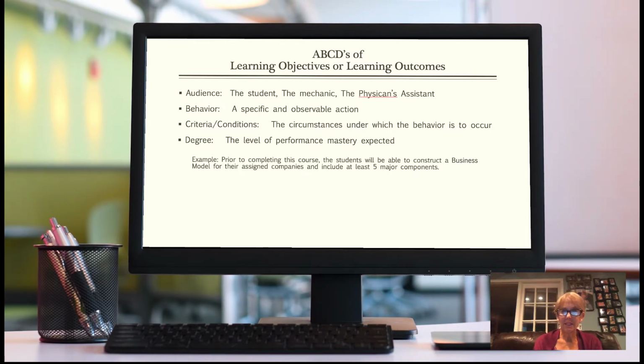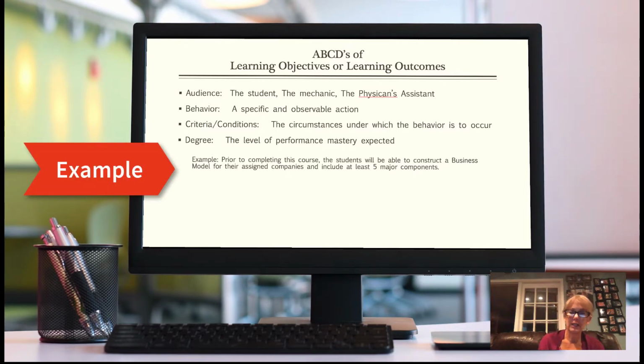So the ABCD theory of writing learning outcomes is make sure you identify your audience, make sure you state the behavior that's expected. It should be an observable action, and you should use really good action verbs to make sure that it's clear what you want your students to be able to do. And then you're going to include the criteria and conditions for how they're going to perform this behavior, and then the degree or the level of performance mastery that's expected.